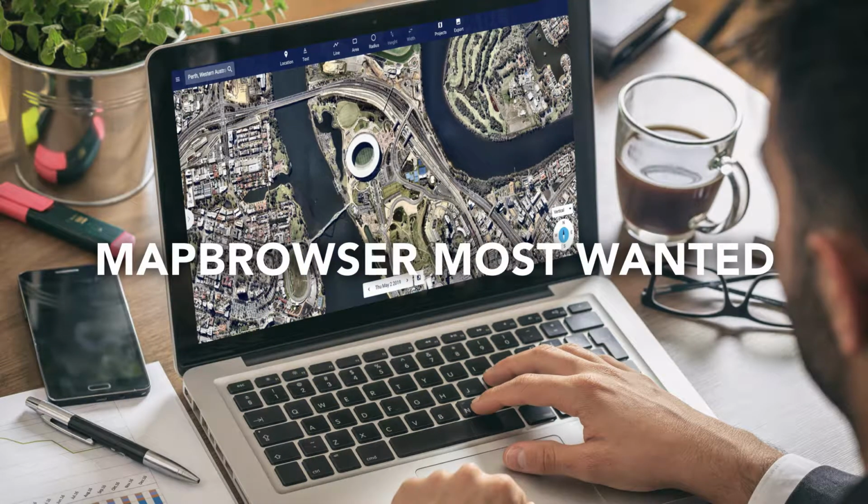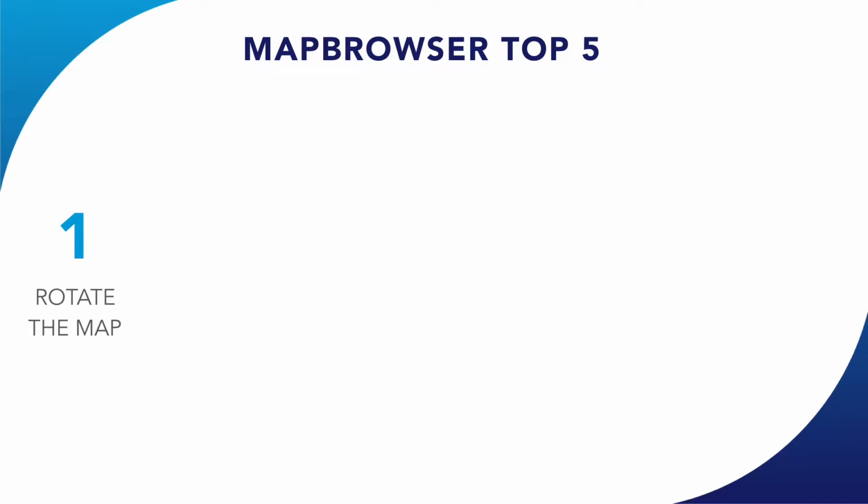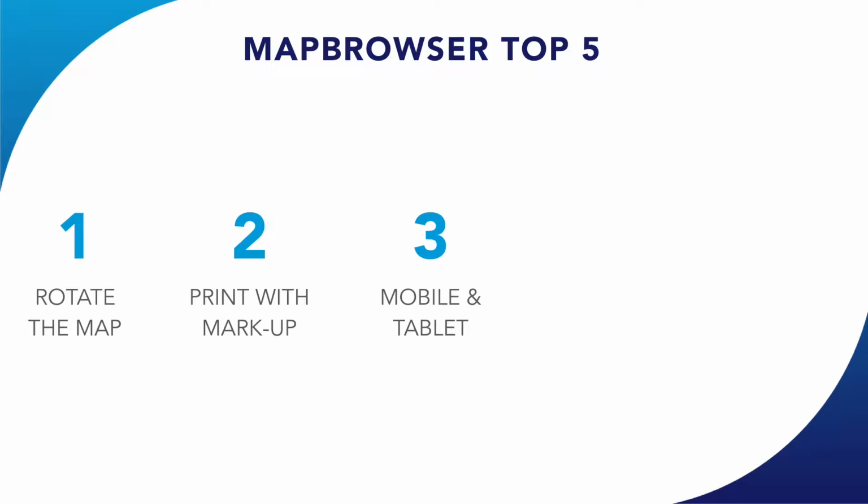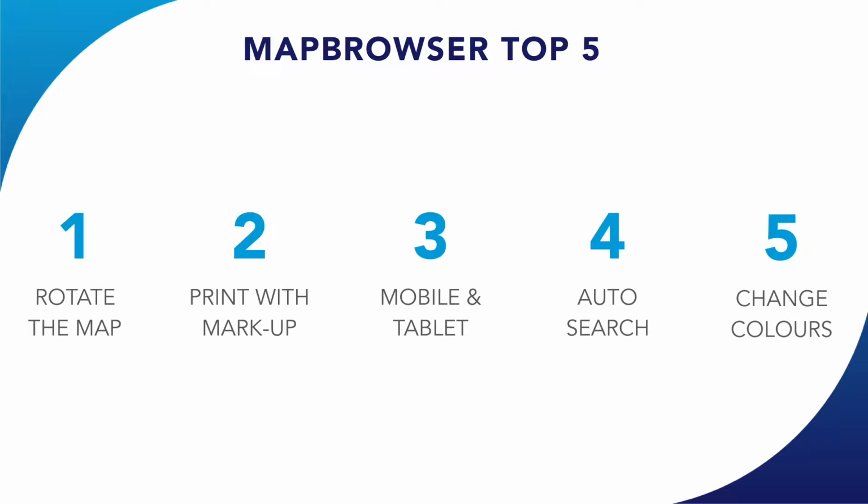MapBrowser Most Wanted. One of the things I did before coming to these events was I wondered what people are really interested in. So I went through survey data, support tickets, and all of the queries we've collected recently, and came up with the top 5 questions. The first was, can we rotate the map? Yes, you can. Can I print all of the stuff that I've marked up on the map? Yes, you can. Does it work on mobile and tablet? Yes, it does. Autocomplete search, we saw a demonstration of that just a little while ago. And of course, we can change colors. All of these things are available in the new MapBrowser.